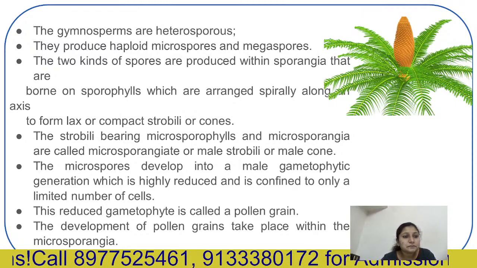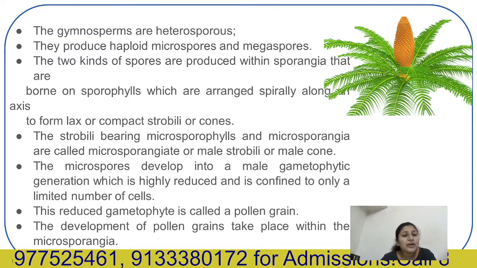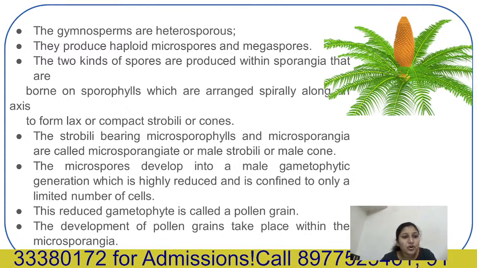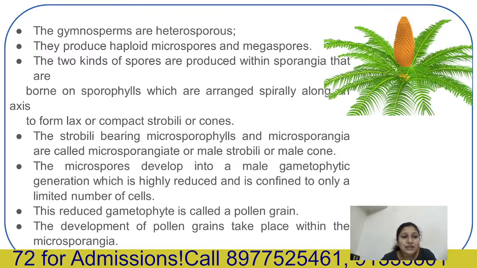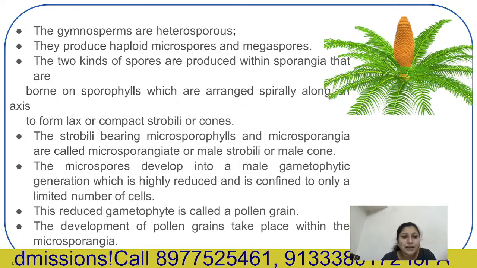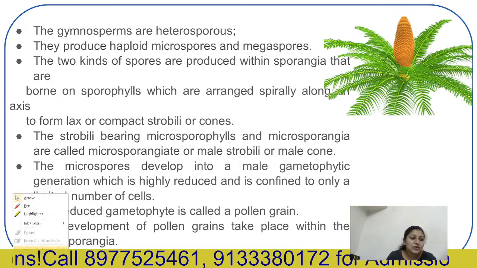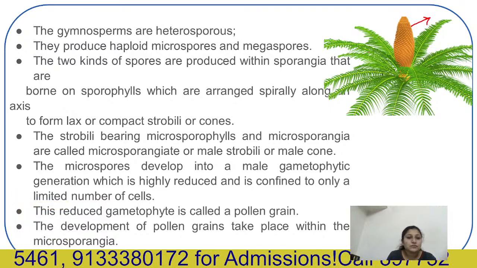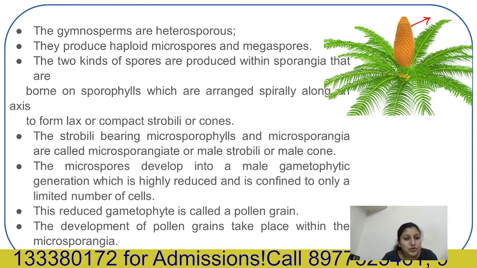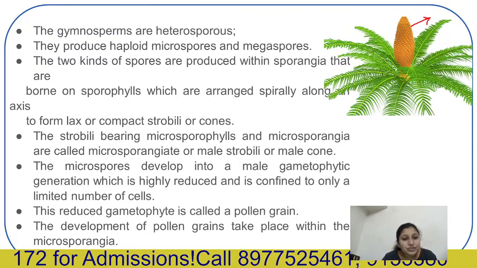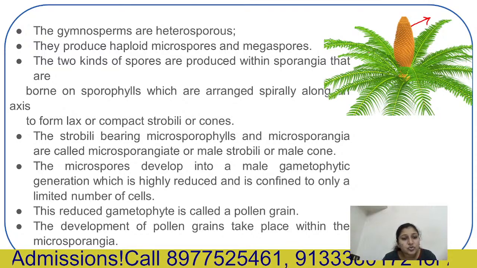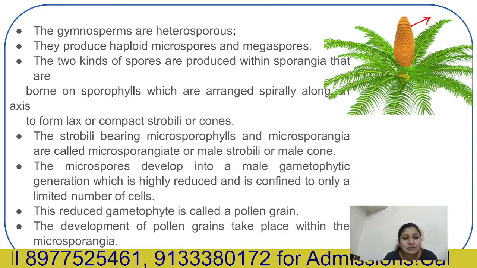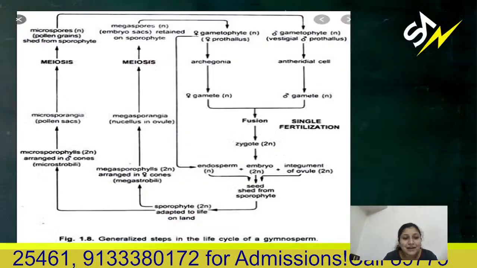Gymnosperms are heterosporous. They produce haploid microspores and megaspores. Two kinds of spores are produced within the sporangia, which are borne on sporophylls spirally along the axis to form lax or compact strobili or cones. This is an example. You can see the yellow colored picture, that is a cone or strobilus. So the microspores develop into the male gametophyte generation, which is highly reduced and confined to only a limited number of cells. This reduced gametophyte is called the pollen grain. The development of pollen grains takes place within the microsporangia.